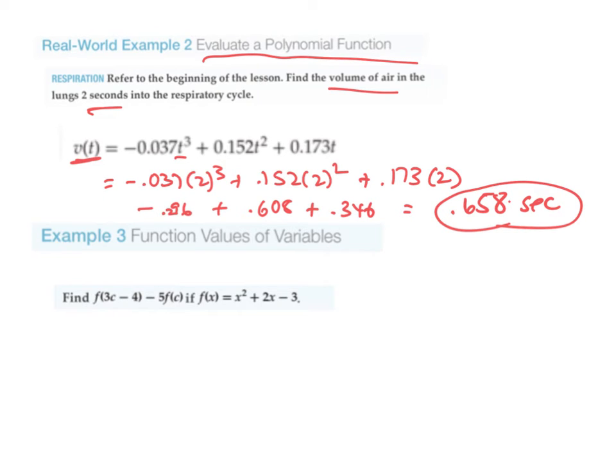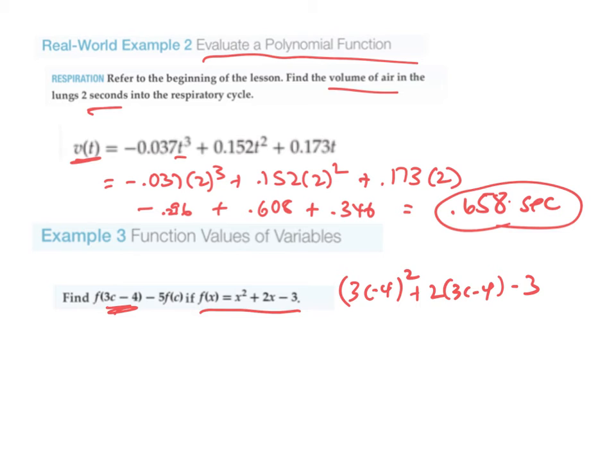So the next type of problem is one where we're going to substitute a whole phrase, or a whole expression, I mean, and then simplify. So here's our function that's given to us. The first thing we're going to do is substitute 3c minus 4 everywhere we see an x. So (3c minus 4) squared plus 2 times (3c minus 4) minus 3. So that's the first part. The second part, and let's go ahead and get that answer. So we're going to go through this.